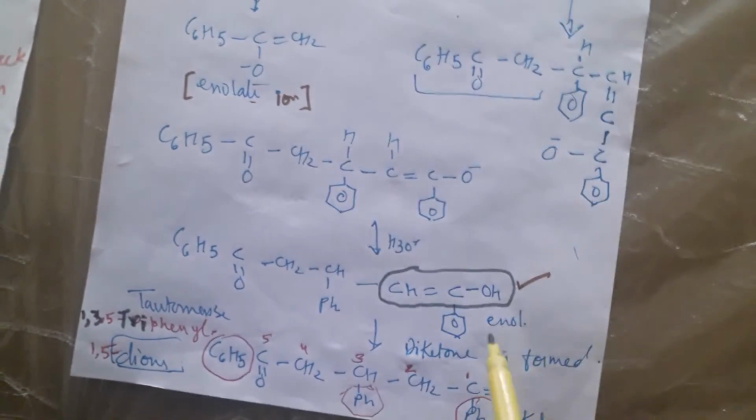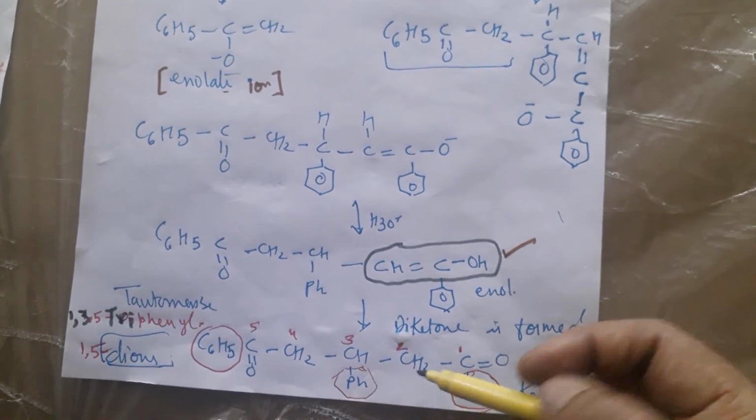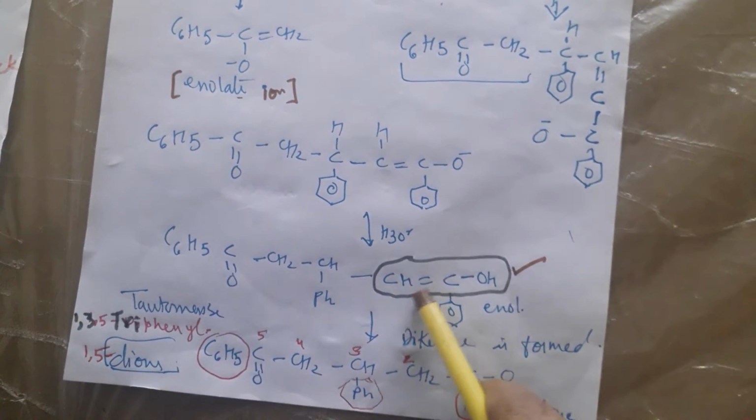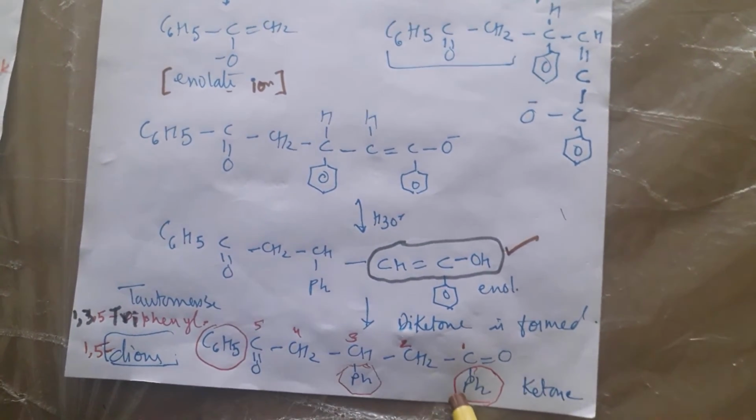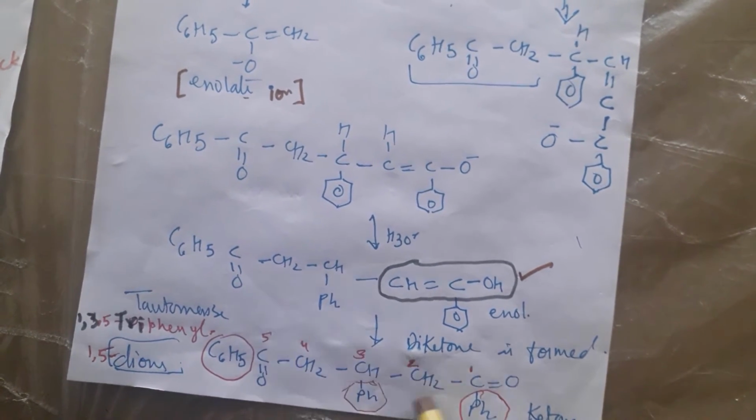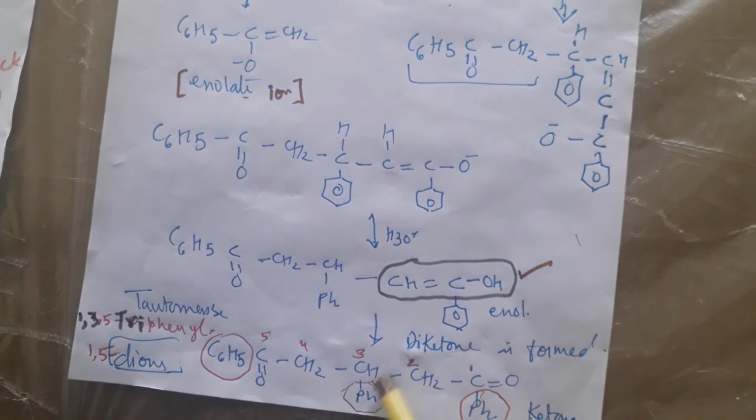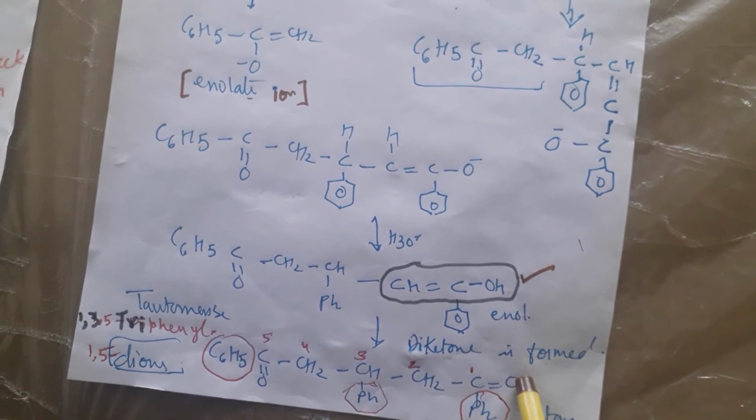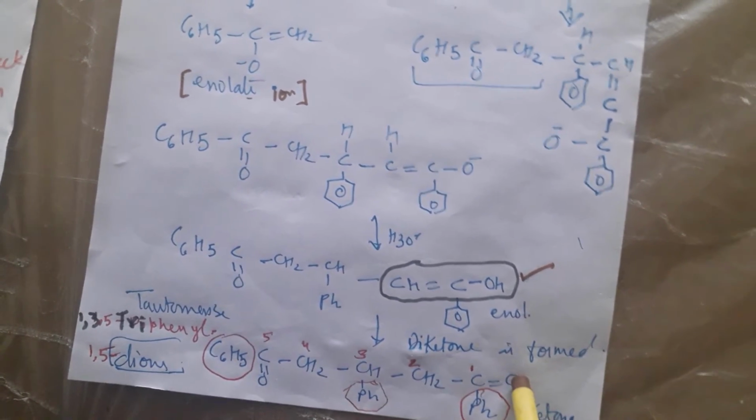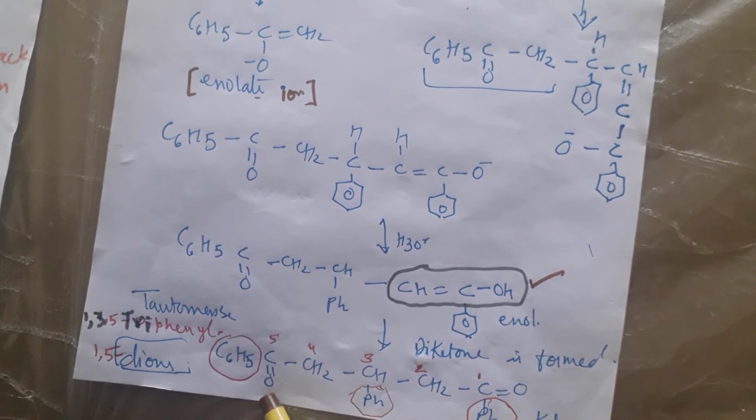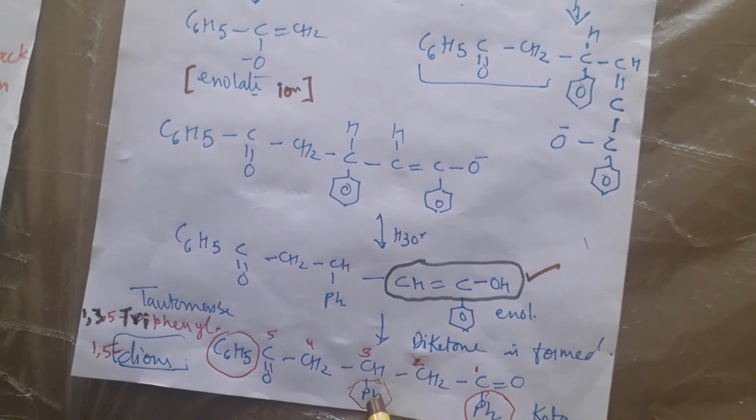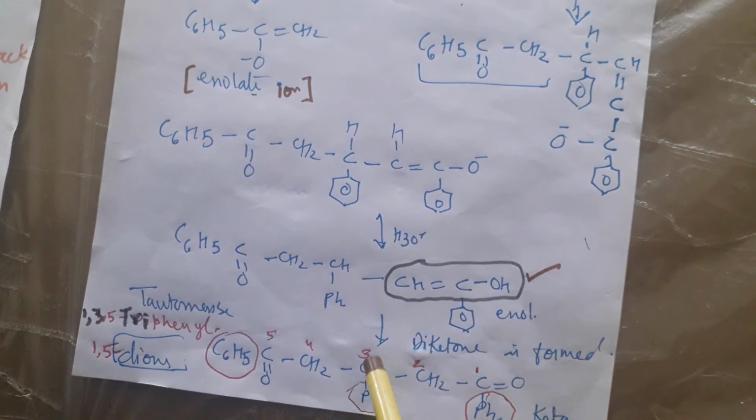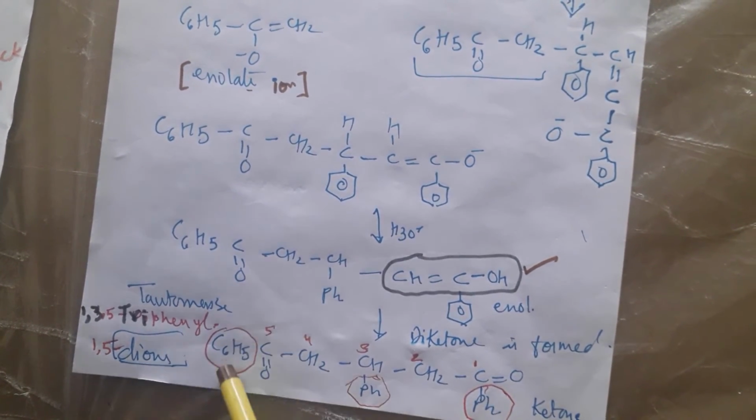Right? After that, what will happen? Same case, tautomerization will occur because it is an enol. It tautomerizes, and the keto form is more stable. So tautomerization will occur and we will get a diketone. Okay, because the first carbon is a carbonyl carbon, and the fifth carbon is a carbonyl carbon. The first carbon has a phenyl group, the third carbon has a phenyl group, and the fifth carbon has a phenyl group.